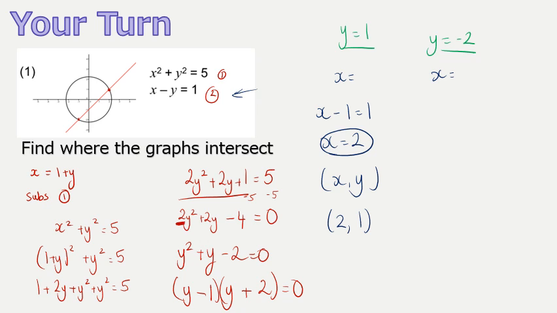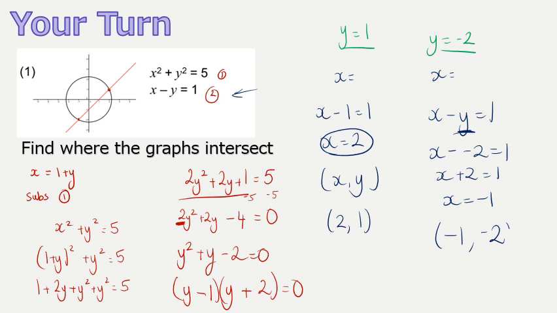And for this one here, when y is minus 2, x minus y equals 1, well y is now minus 2. So remember, replacing the y with minus 2. A minus and a minus make a plus when they're next to each other. So therefore x must be minus 1. So that gives us a coordinate of x, which is minus 1, and y, which is minus 2.